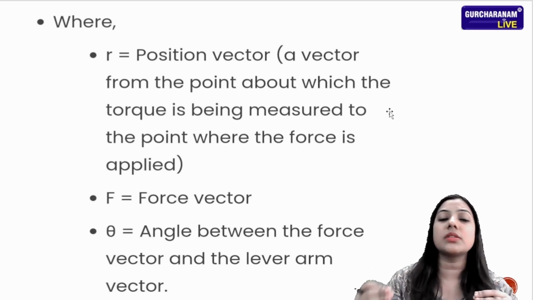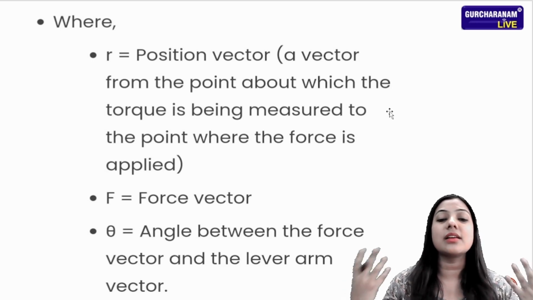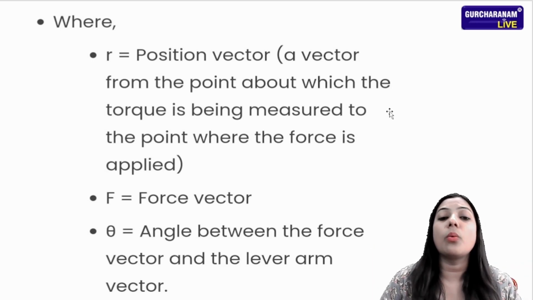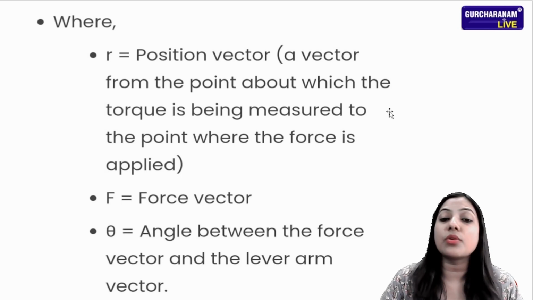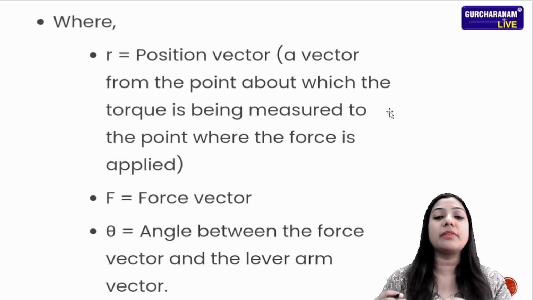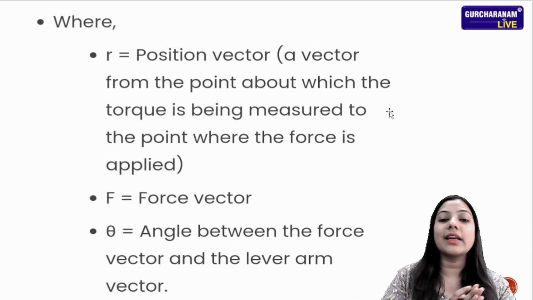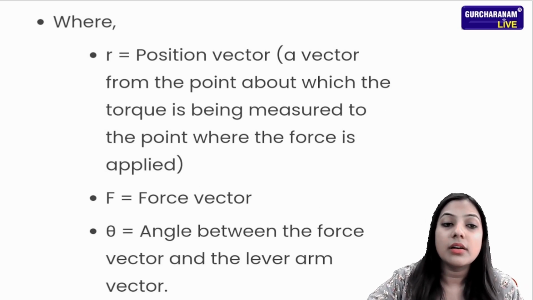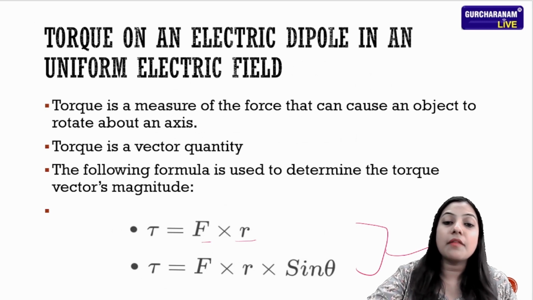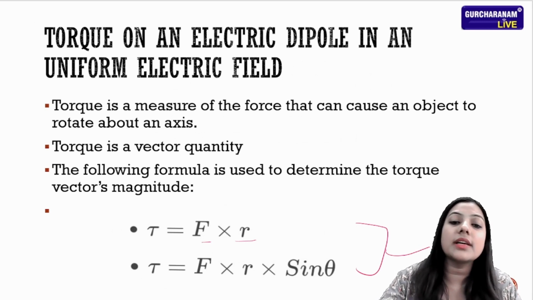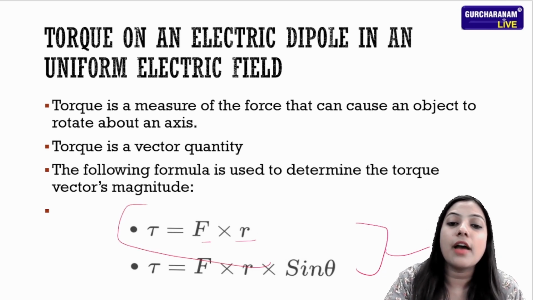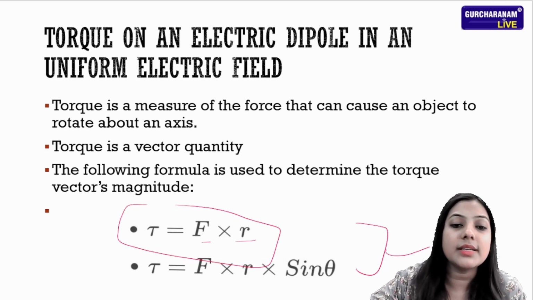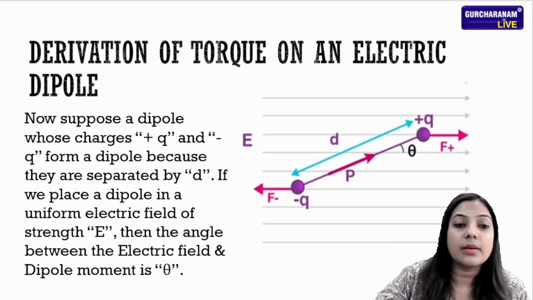Next, F is a force vector. All of these are vectors because torque is a vector quantity. Theta is the angle between the force vector and the lever arm vector. So here, it is clear what R is, what F is, and what torque is. The formula of torque is T is equal to F multiplied by R.